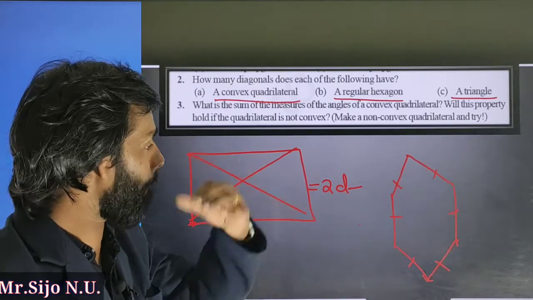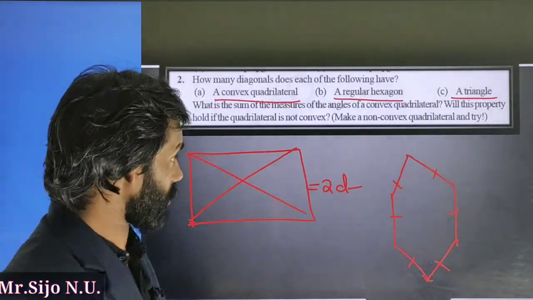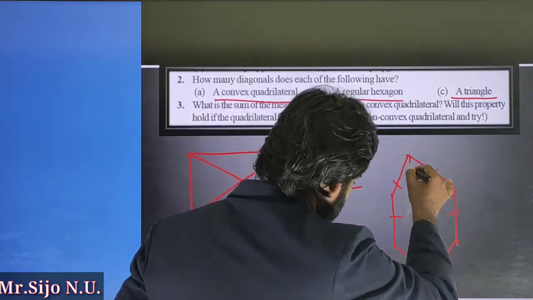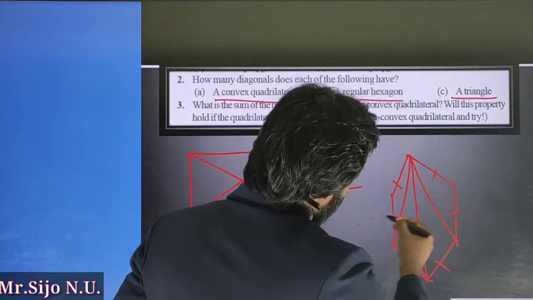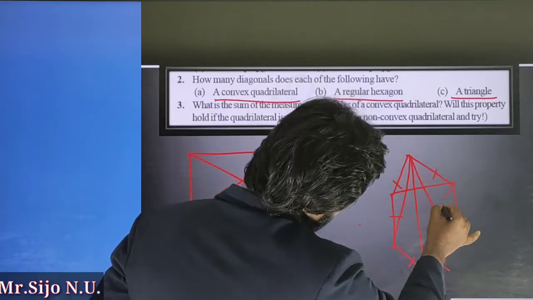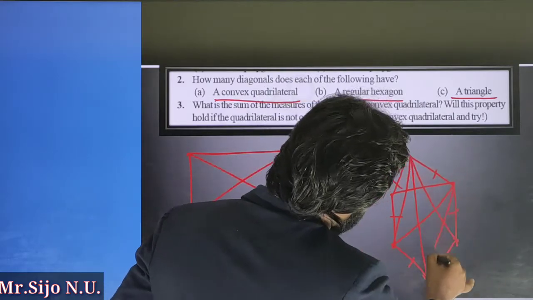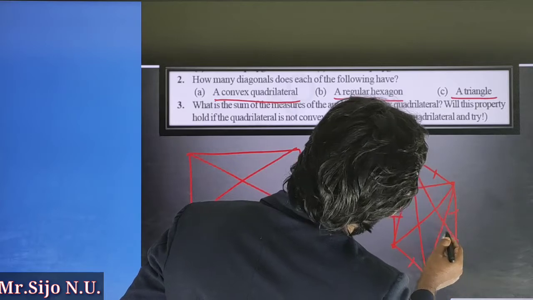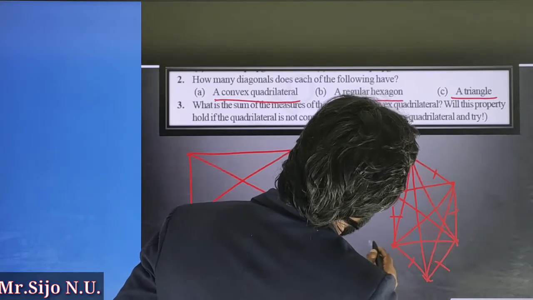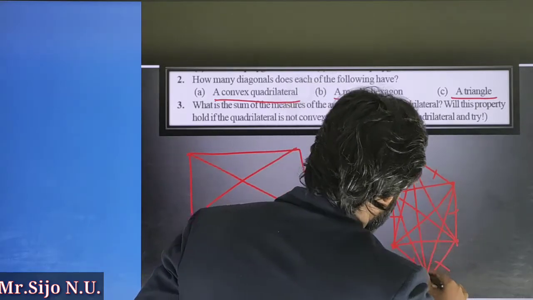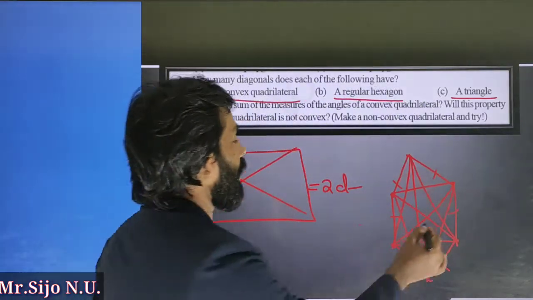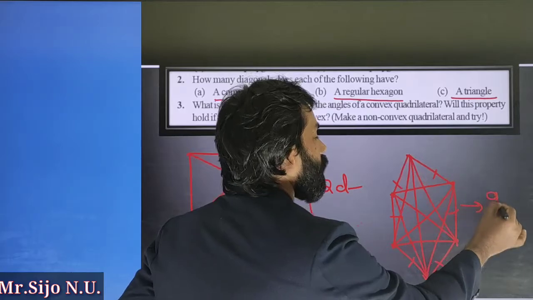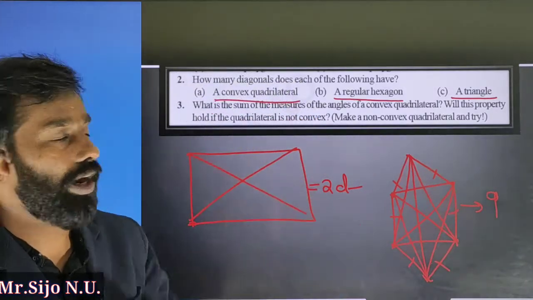So how many diagonals does it have? Just draw them. The first one is this, 1, 2, 3, 4, 5, 6, 7, 8, 9. Yeah, we can say this much only. So we can draw 9 diagonals in the case of a hexagon.